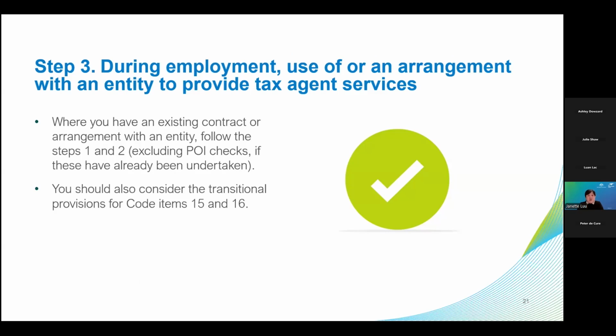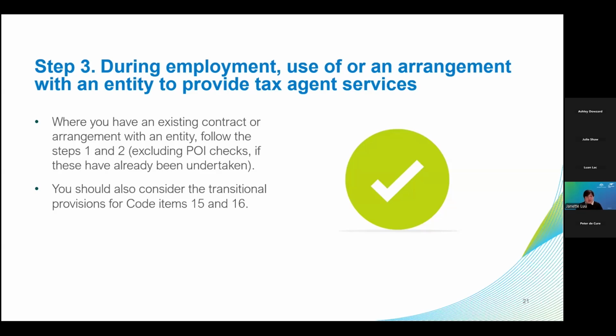The next scenario we'll look at is a situation where you've already engaged someone and during their employment or the use of that entity, they notify you that one of these disqualifying events has occurred. So essentially, you need to follow those steps we've mentioned earlier in steps 1 and 2, but it would probably exclude the POI checks. That's because you've already decided to engage them and they're already on board with you at that point in time. So that's fairly simple what you need to do in a situation where you have already engaged.